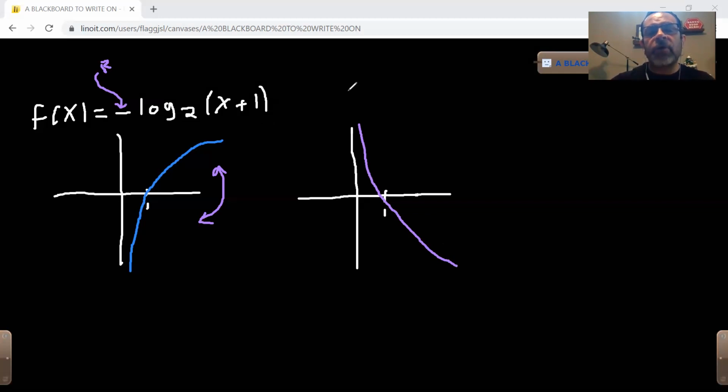Next, what do we have over here? Inside the function, we've got a +1 here. And remember what happens when we have plus or minus something inside the function, that's going to be a shift. Okay, this is going to be a shift. And since it's inside the function and it's a +1, it is going to be a shift to the left.